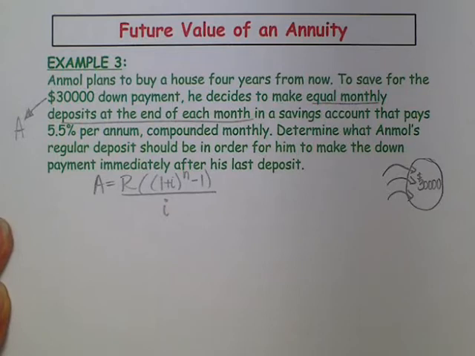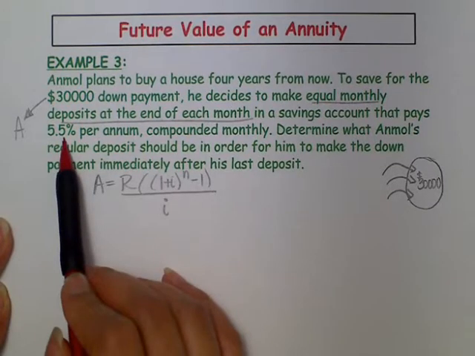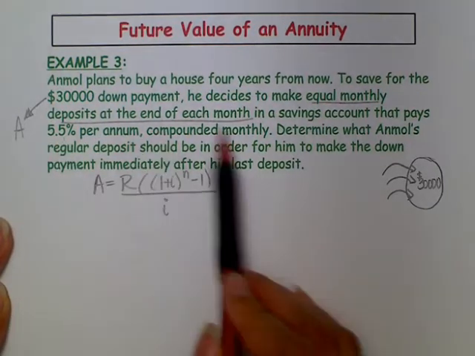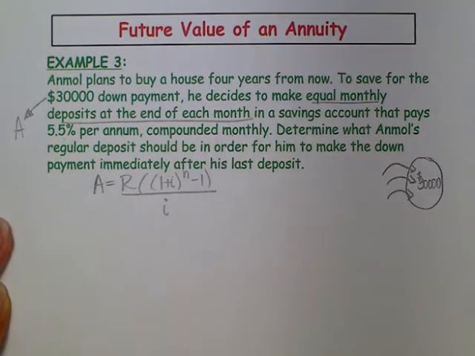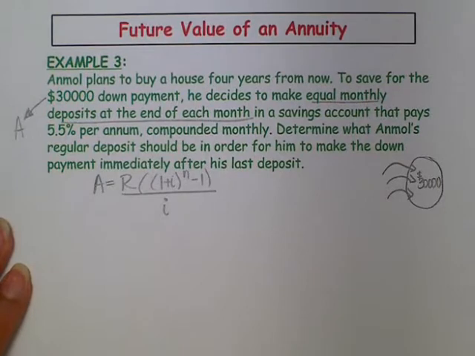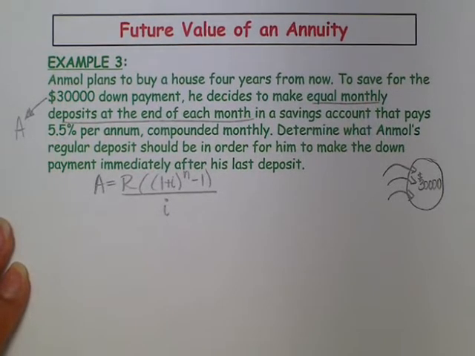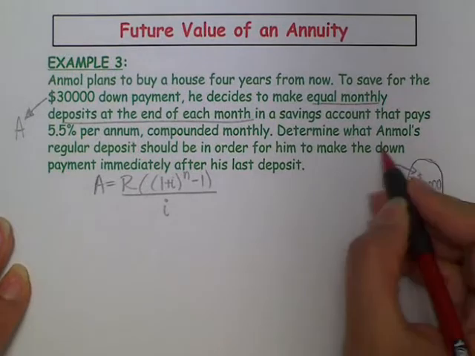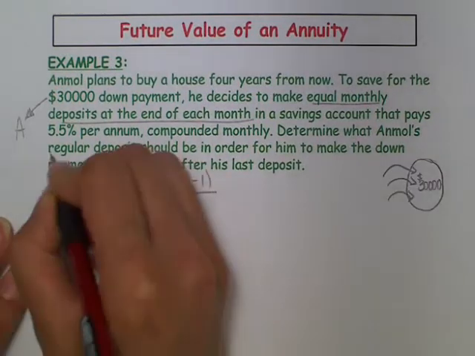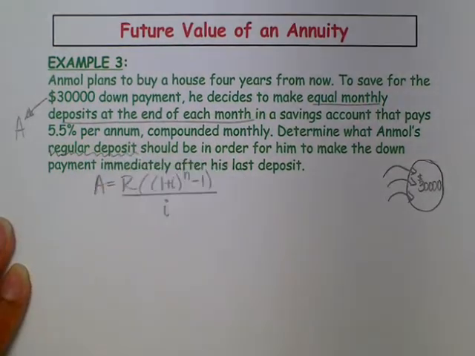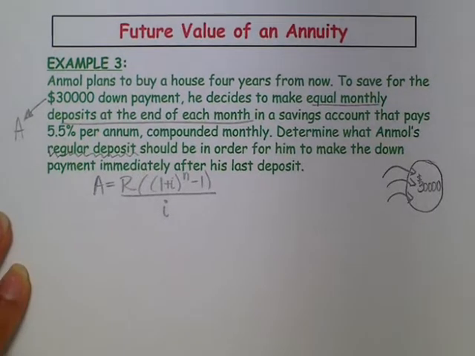Okay, we know the interest rate, and we know it's compounded monthly, so we can figure out what I is. We can also figure out the number of payments or the number of compounding periods, and that's just 12 times a year for 4 years, so we can calculate that. So then what are we actually solving for? We are looking for what his regular deposits should be so that he has the amount of money that he wants in the 4 years. So we're actually solving for R.